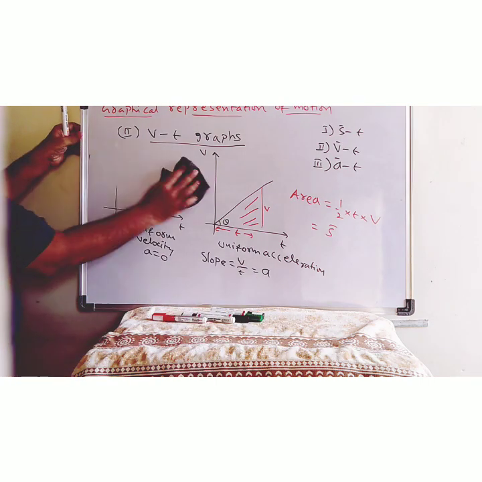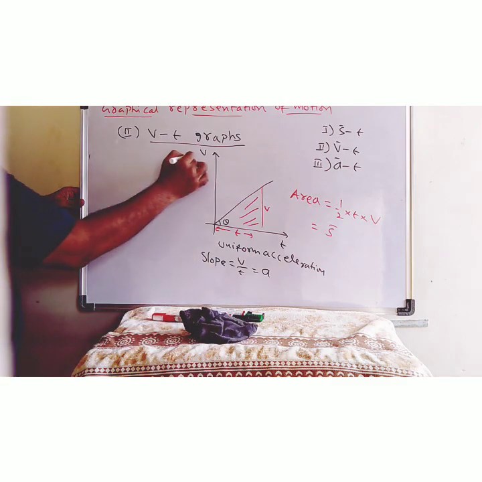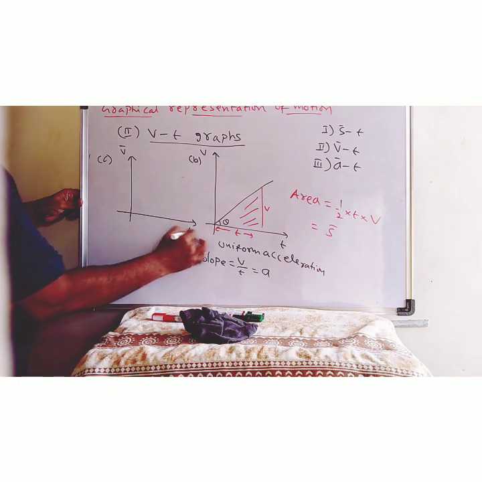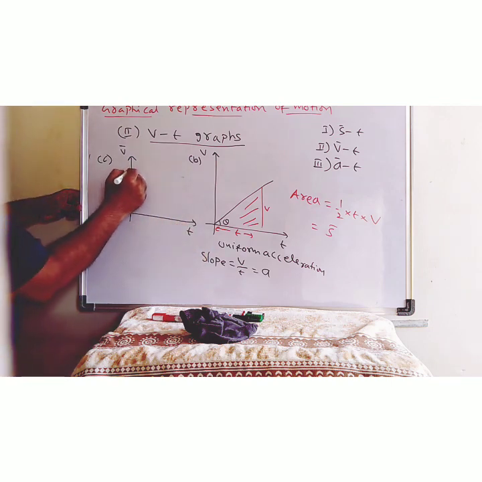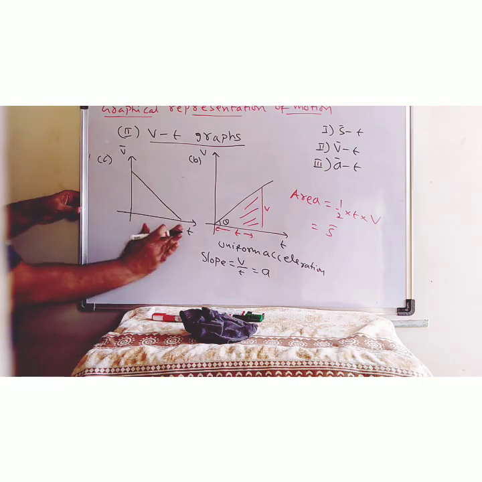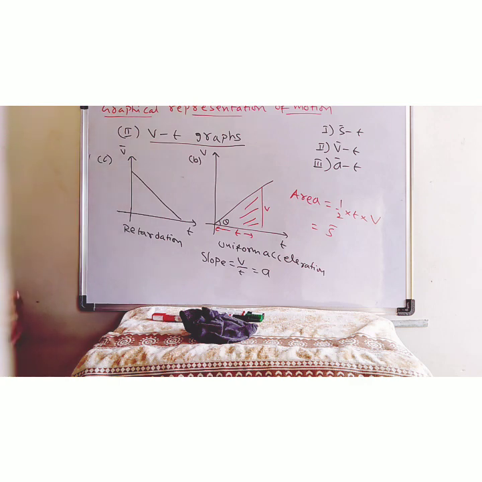Now let us say the graph is like this, see situation 2, and this is situation 3. This is velocity, this is time. Suppose the graph is like this. It means initially more velocity, finally the velocity is 0 as the time is increasing. So this is decreasing, the earlier one is increasing. That one shows acceleration, and this one shows retardation.